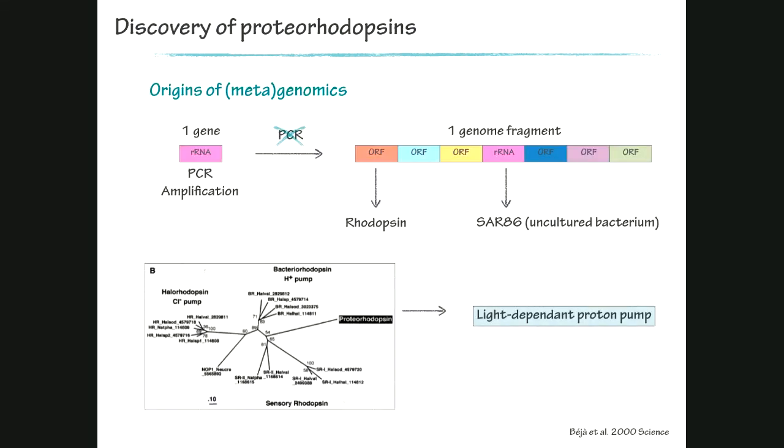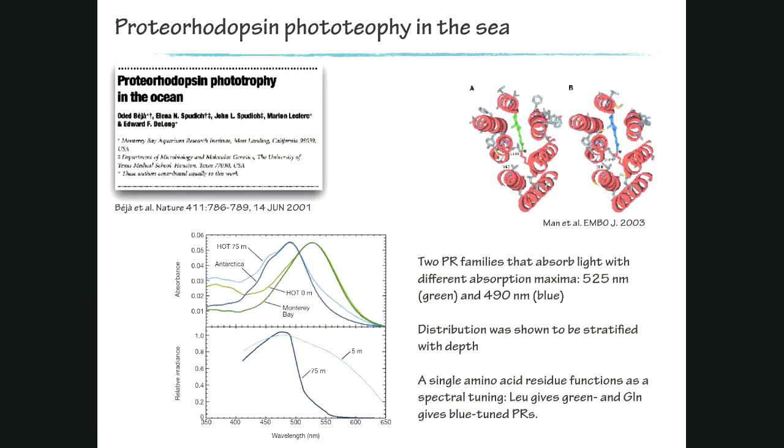So we've seen this already. Proteorhodopsin was discovered in an uncultured bacterium from the SAR86 group, and it was discovered through metagenomics. However, in this first study, it was thought that it was something unusual or anecdotal, and that this was not a widespread system as we now know it is.